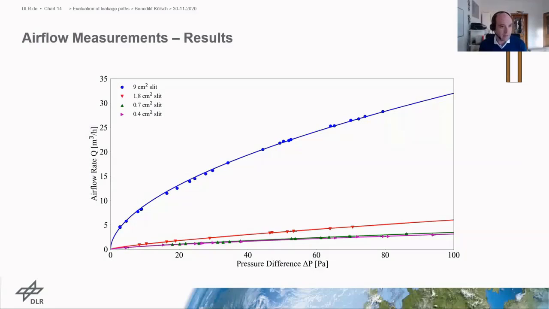As we might expect, we see that the large slit has a much higher airflow than all the other slits. But even for the two smallest slits, which are very close to each other, we can still see a small difference between them. For a subsequent analysis and comparison with the acoustic methods, we chose three characteristic airflow rates at characteristic pressure differences. The first one is at 50 Pascal pressure difference, and the other airflow rates are evaluated at 4 and 10 Pascal pressure difference.